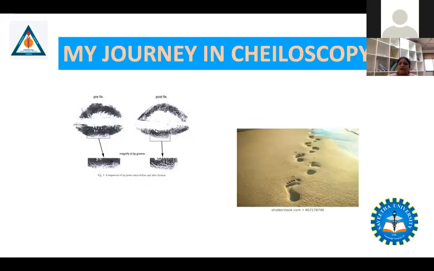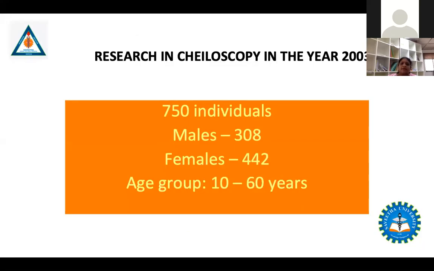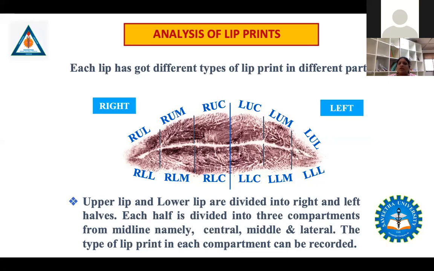So let's see how my journey in cheiloscopy started in the year 2003, including 750 individuals, around 308 males and 442 females from the age group of 10 to 60 years. And again, I want to emphasize, the classifications of lip prints done before 2003 by any researchers were only quadrant wise. This research was the first of its kind to consider the typing of lip prints compartment wise. That is, the lip print sample was divided along the midline as right half and left half, and each quadrant was further divided into central, middle, and lateral compartments.